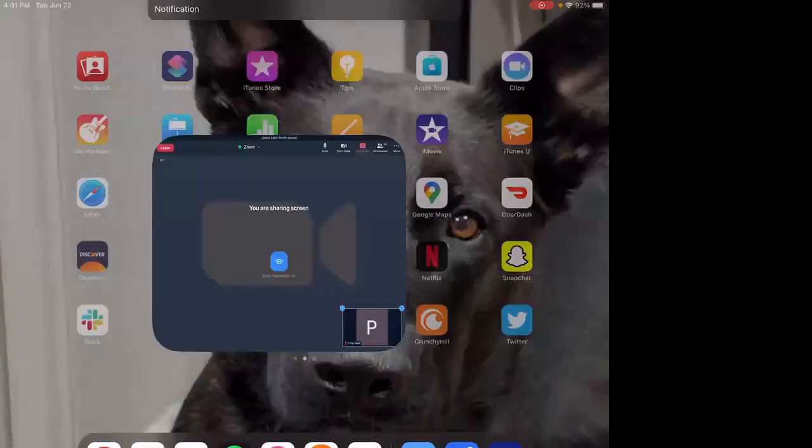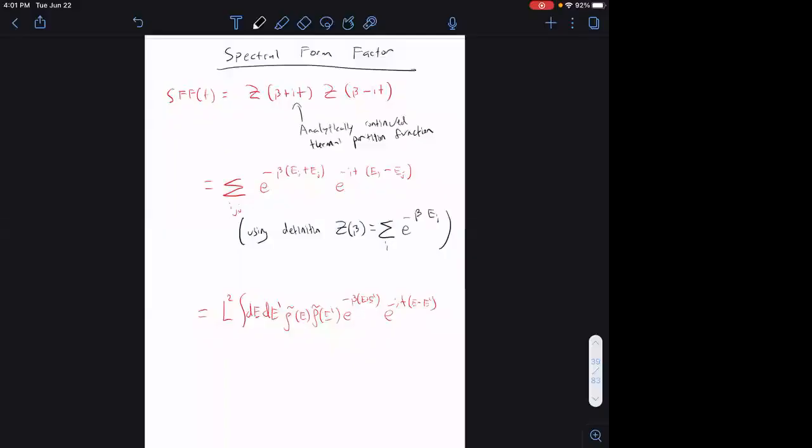I'll start green. Okay, let's see. Okay, just make sure the sharing screen is working.